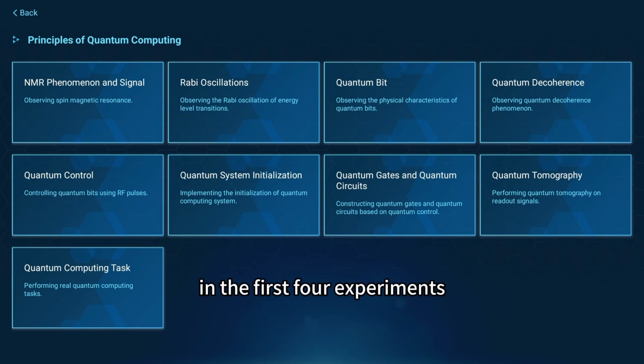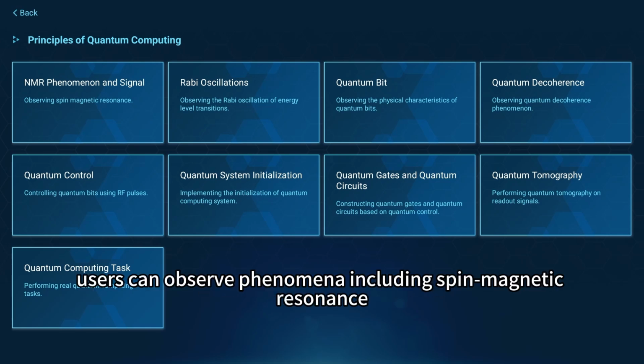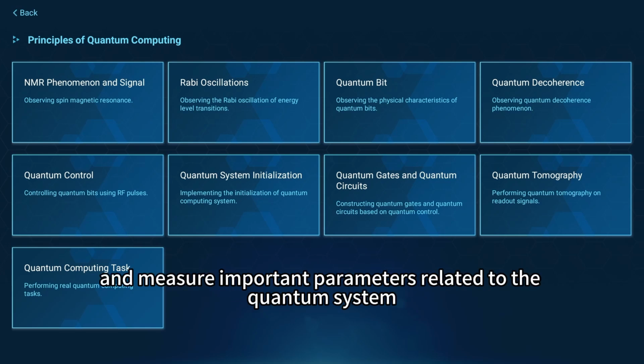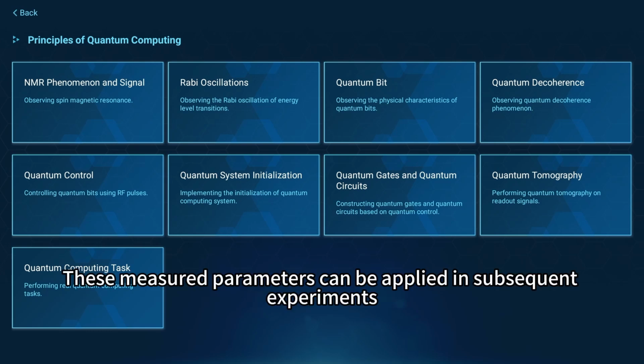For example, in the first 4 experiments, users can observe phenomena including spin magnetic resonance, Rabi oscillation, quantum superposition, and quantum decoherence, and measure important parameters related to the quantum system. These measured parameters can be applied in subsequent experiments.